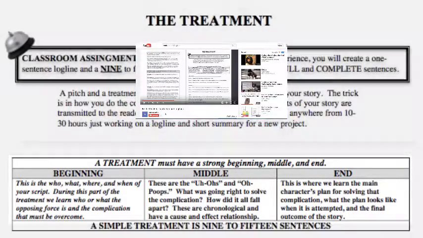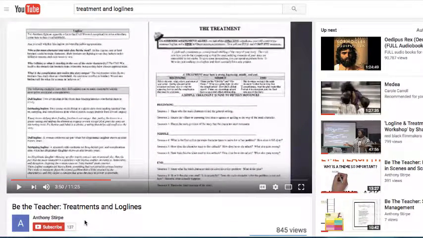In our Be the Teacher series, you might want to check in on the Treatments and Loglines video. Here is just a clip of that video that explains the parts of a treatment.